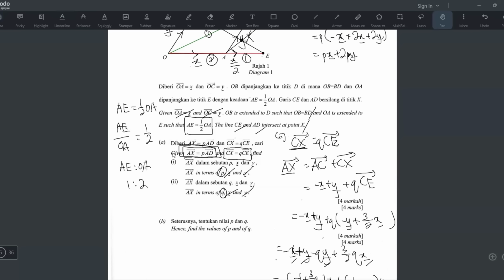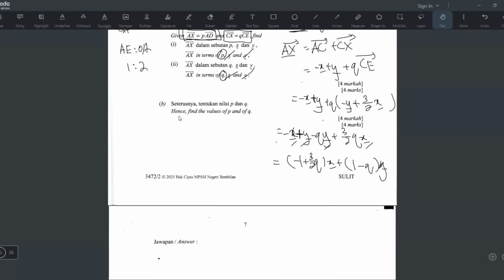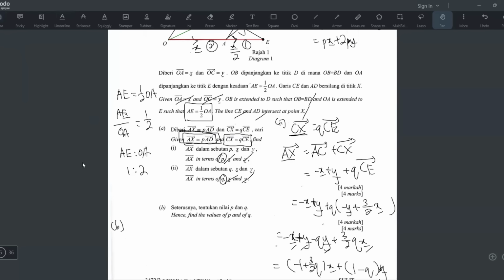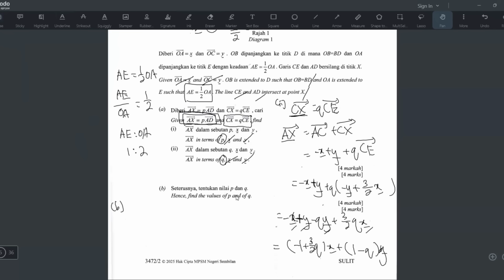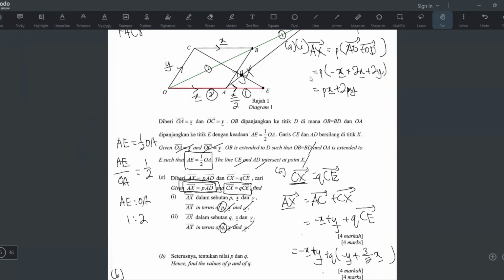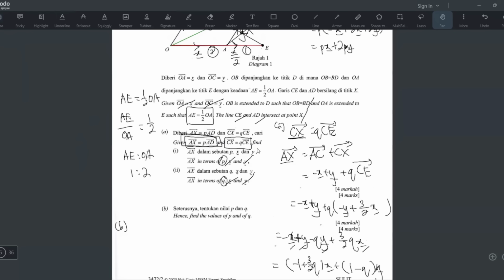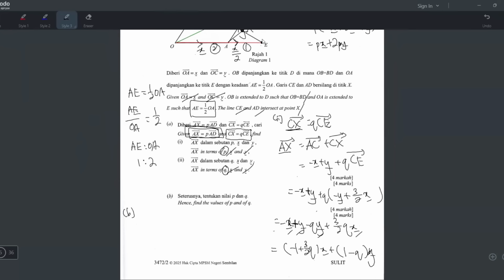Okay, I already finished A1, A2. Now the B. Hence, find the values of P and Q. Okay, this is very easy. Just use the A1, A2 answer because only the A1, A2 answer has P and Q. Both the A1 answer and the A2 answer are vector AX. Let me circle it for you. This is vector AX. This is also vector AX. That means these two can be equal. I can take this answer equal to this answer.